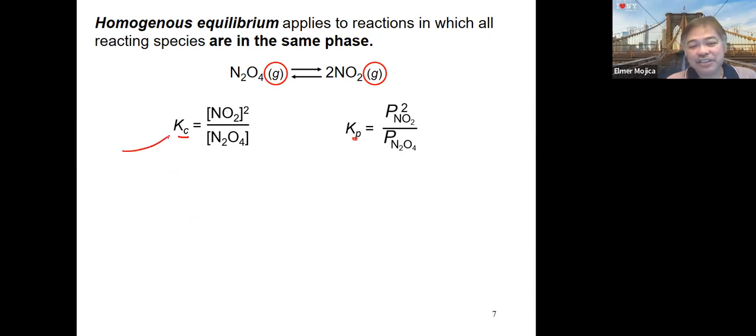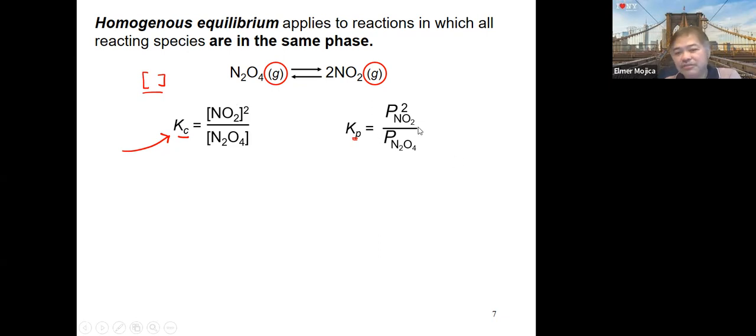So what do you think the C here stands for? C is for what? Constant? Concentration? Okay, the C stands for concentration. It's not constant, it's concentration. This bracket refers to molarity. Now, Kc is equal to the ratio of the products over the reactants in terms of concentration.